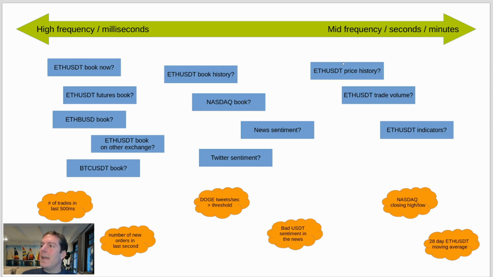All the way to the other end is where you're looking at momentum indicators or other technical analysis kind of things, or long-term price history, mean reversion trades. Those tend to be more relevant at the mid to low frequency end of the spectrum, where you're trading less frequently and hoping for a bigger return on those trades.